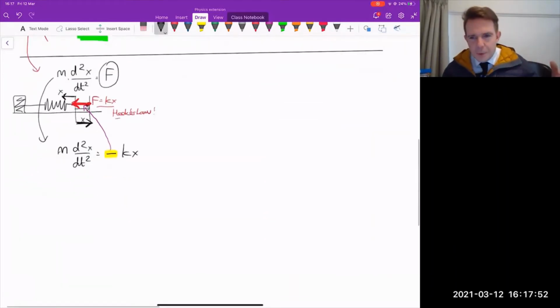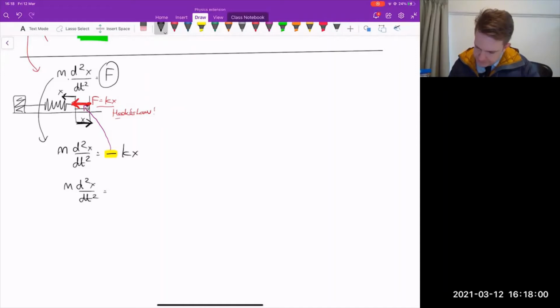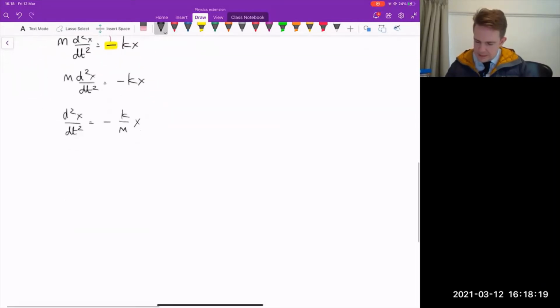Anyway, what's the point of that? Well, it means that our differential equation ends up becoming this. Now, we can solve this. Because, let's rearrange it, shall we? d2x by dt squared equals minus k over m times x. Let's bring the k over m to the other side, so plus k over m times x equals 0.